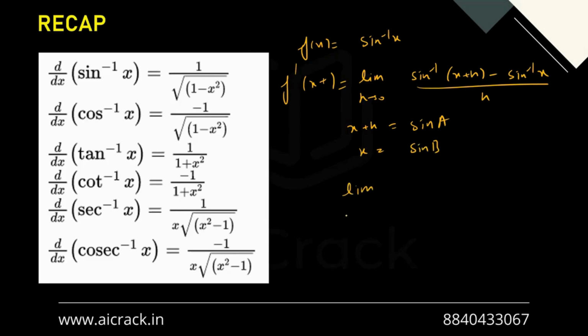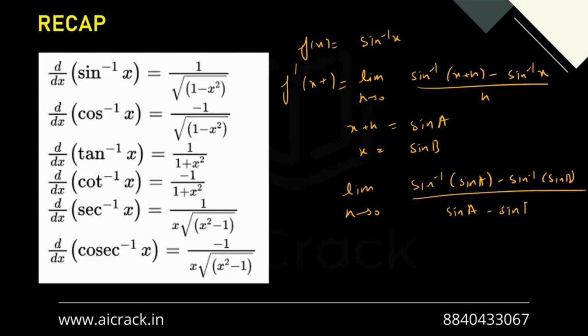This would become limit h approaches 0 of sine inverse sine A minus sine inverse sine B, divided by h, which would be sine A minus sine B, right? h would be x plus h minus x, that would be sine A minus sine B. Now when we are saying h approaches 0, that means sine A is approaching sine B. When sine A is approaching sine B, we are simply saying that A is approaching B, right? So can we replace h approaching 0 with A approaching B?